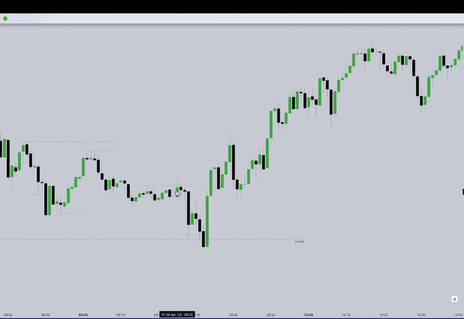doesn't want to go higher yet because we don't displace above this high, just like it didn't displace above this high, where could the next draw on liquidity be? Well, we have this swing low, we have this swing low. We also created these equal lows here.